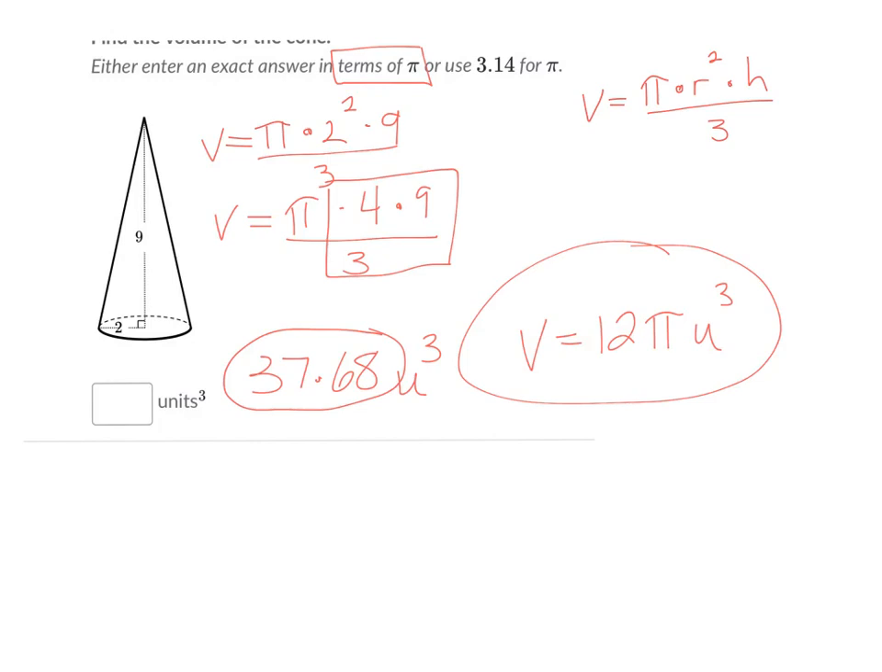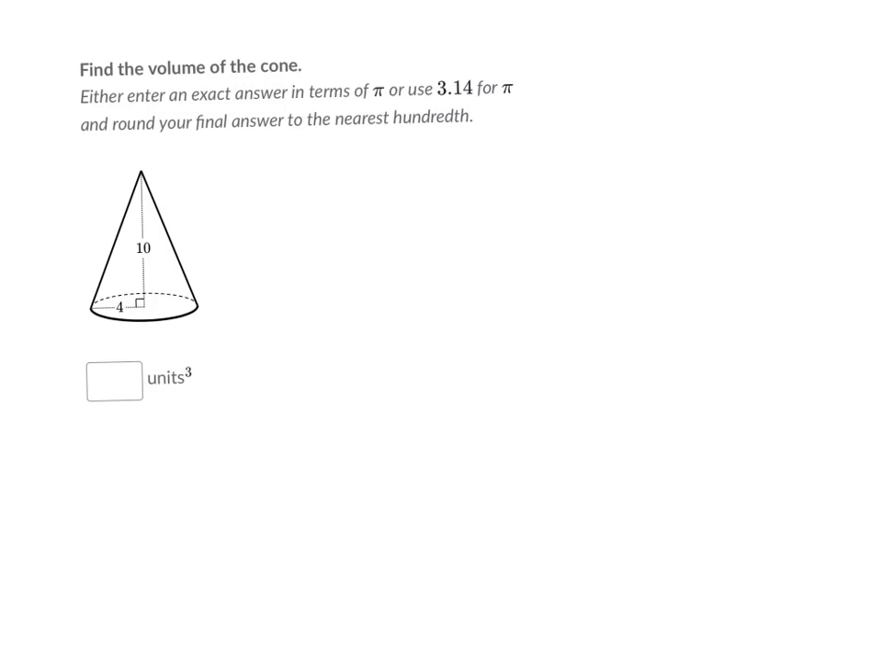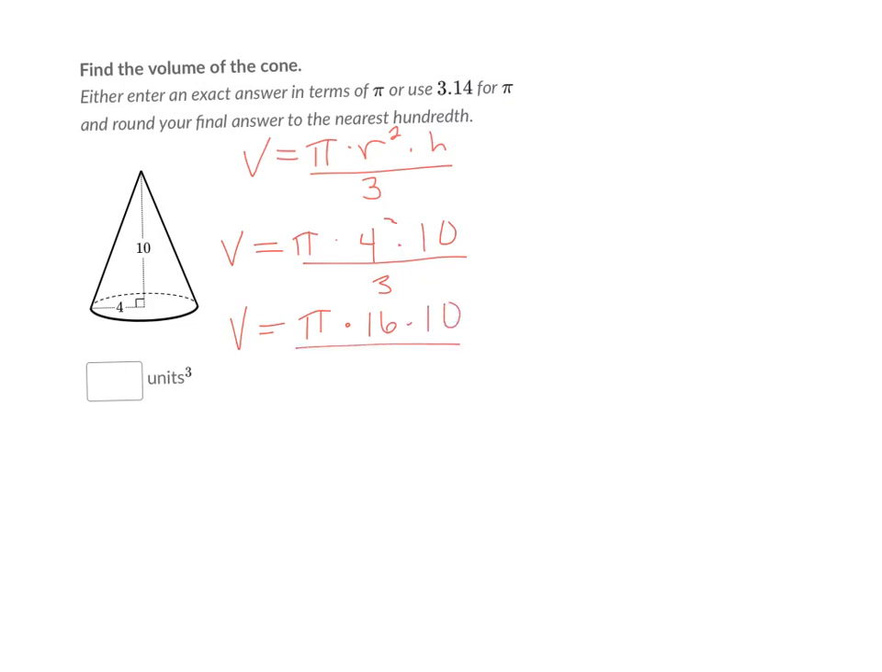Let's look at the second one. Alright, so on the second one, we're using the same formula. Volume is equal to pi times radius squared times the height, whole thing over 3, for volume of a cone. And we're going to plug in the information that we know. If you look here, we have a radius of 4 and a height of 10. So we're going to have volume is equal to pi times 4 squared times 10, whole thing over 3. Volume is equal to pi times 16 times 10 over 3.